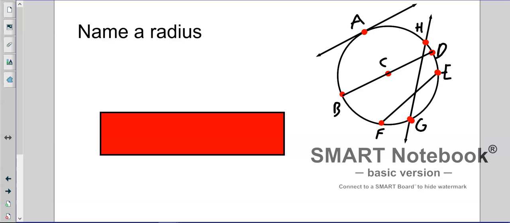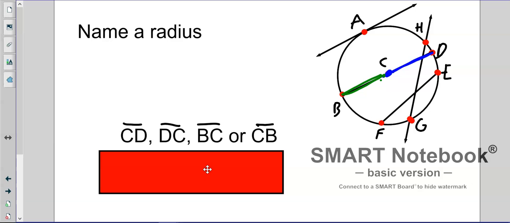A radius. Now remember, a radius goes from the center out. So you have this right here, CD or DC, or CB or BC. Either one of those work.